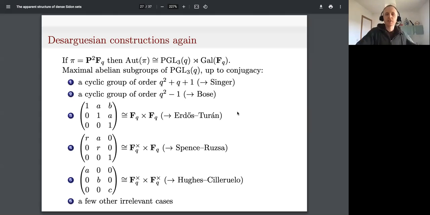Finally, there are a few other maximal abelian subgroups that I haven't listed here, but they aren't relevant. Either they're too small to go into this construction, or there's no large point orbit, or there's no large line orbit. And finally, that's it. So you can just check that no other constructions arise in this way.